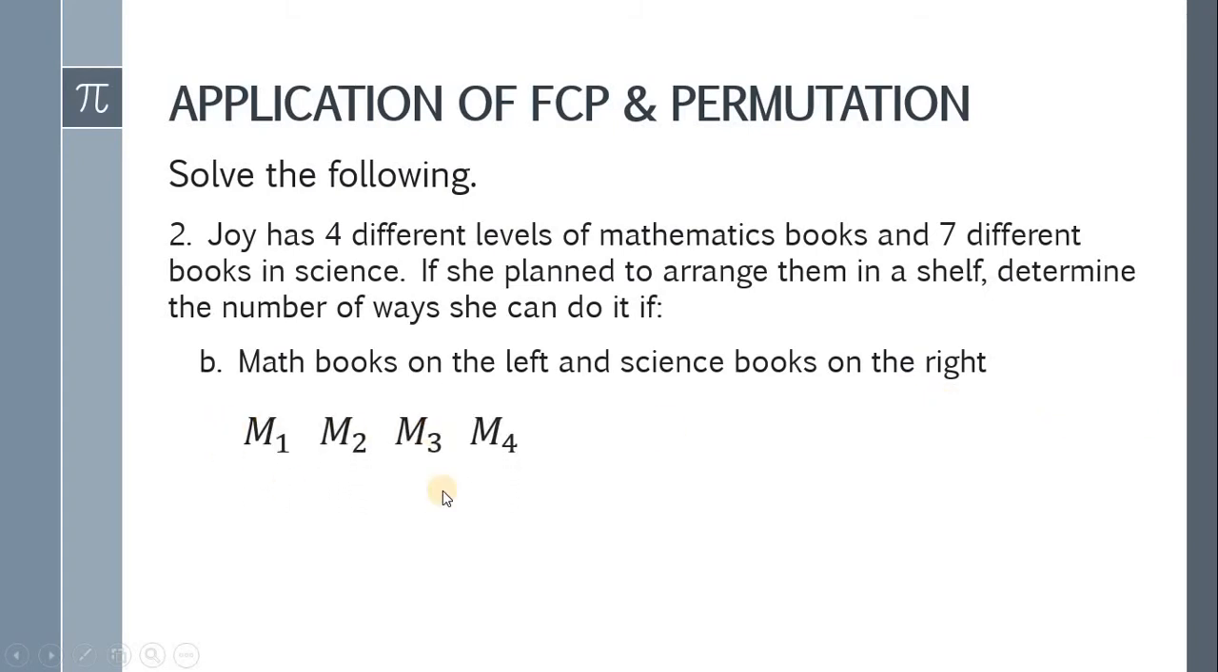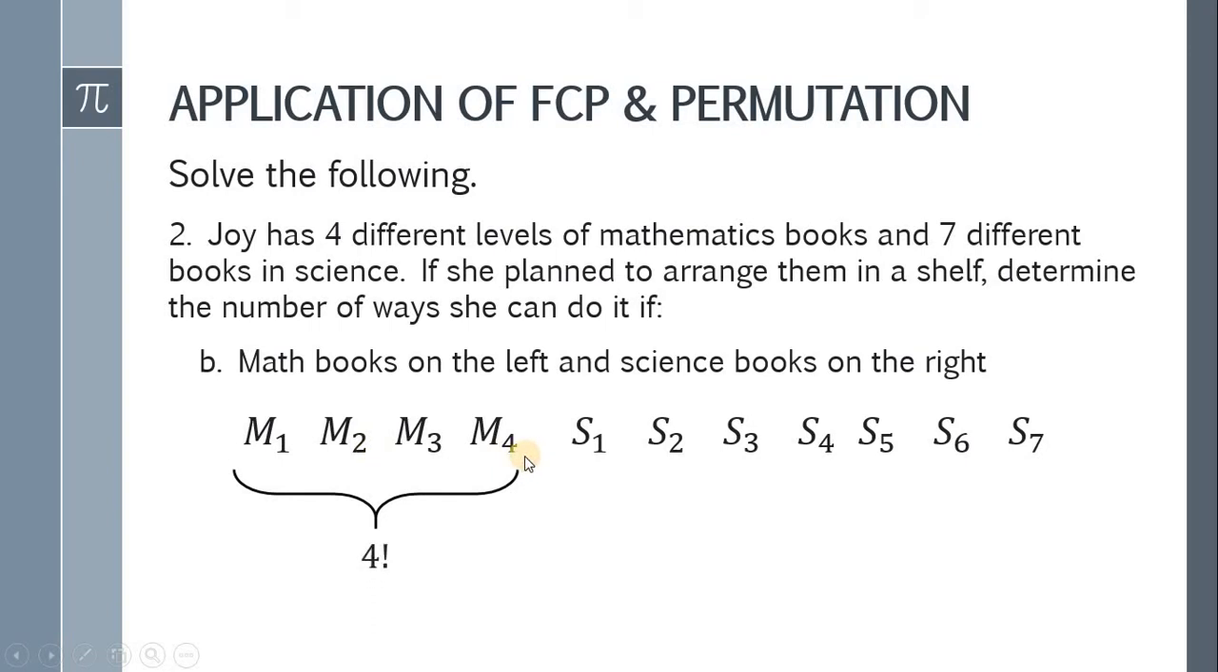So kunin natin lahat ng math books, dito siya sa left side, and science books, dun tayo sa kanan. Now, since yung math books natin ay nandun lang sa kaliwa, papalitan lang tong apat na to at hindi sila lalagpas dyan sa kaliwa. Okay? So hindi sila mapunta dun sa kanan ng science books. Okay? So magpapalitan silang apat, ilang ways natin pwedeng gawin yon? Since apat na magkakaibang math books yan, so meron tayong 4 factorial different ways.